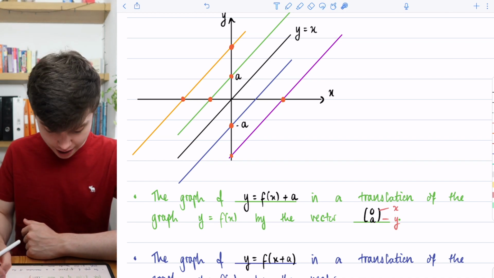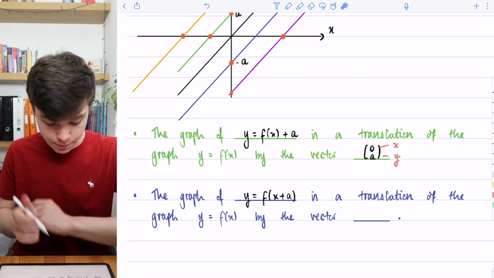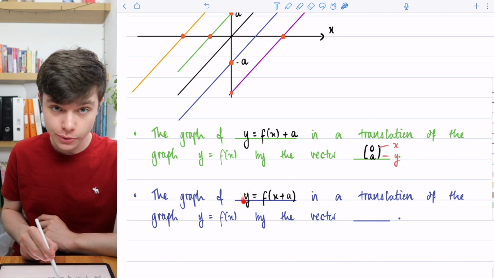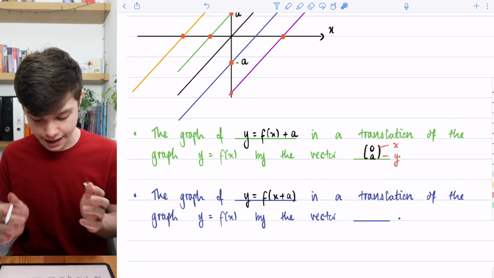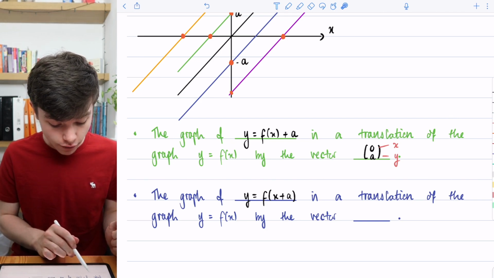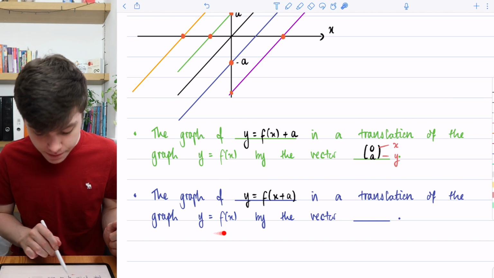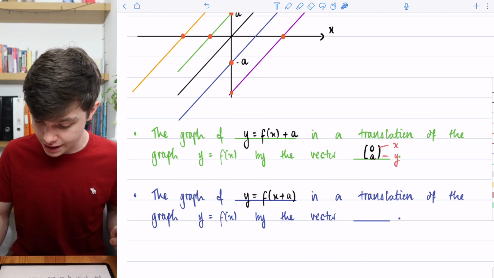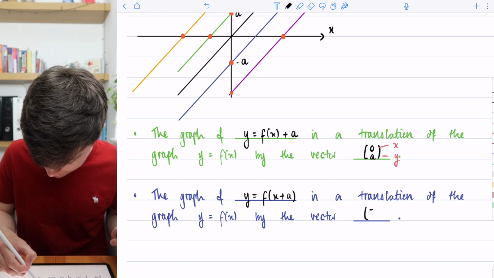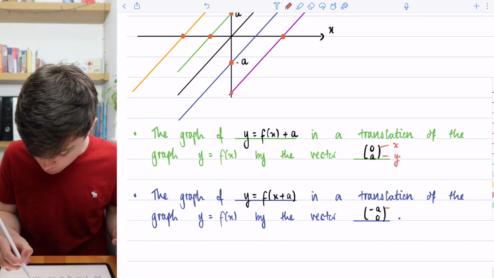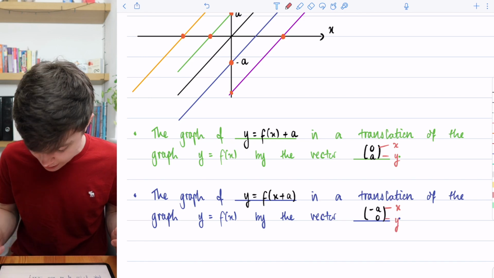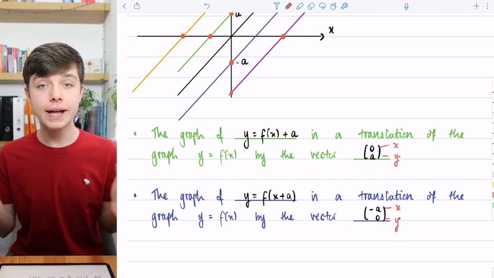What happens if we have the a inside the bracket? So the graph of y equals f of x plus a is a translation. We're still translating, but the translation of the graph y equals f of x by this vector, and it is the vector minus a, 0. So again, we've still got x and y. This is what's happening to x, this is what's happening to y. And this time, y is 0.